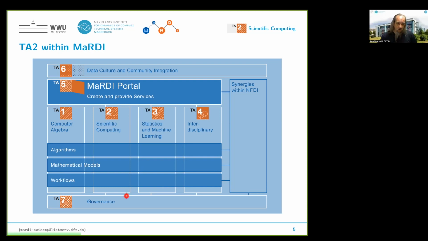And then the work that all these task areas have done and the results they have achieved are then supposed to enter into one general portal that is consolidating the services that others have generated in their task areas, but also creating their own services, like the ability to search for formulas in online publications, for example, on arXiv, which is a big topic that they are currently working on.